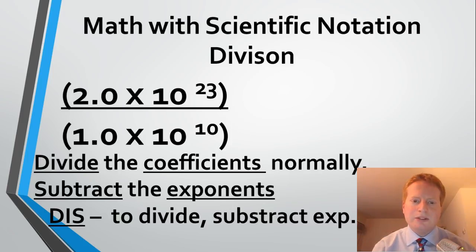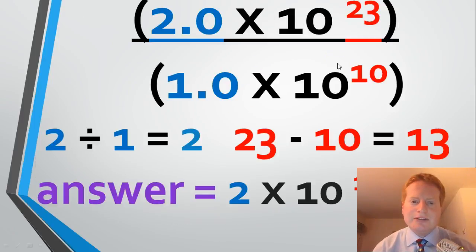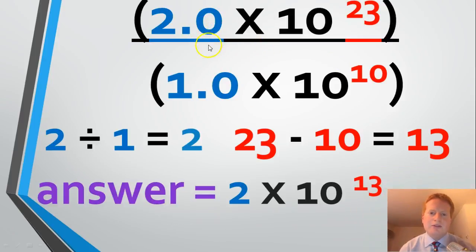Now, what about if we want to divide? Well, it just runs the opposite. If we want to divide, we just divide the coefficients normally. So in this case, it would just be 2 divided by 1. But then you subtract the exponents. To divide scientific notation, you have to subtract the exponents. So in this case we do 23 minus 10. Again, 2 divided by 1 is going to give us 2, and then 23 minus 10 is going to give us 13. So our final answer is 2 times 10 to the 13th.